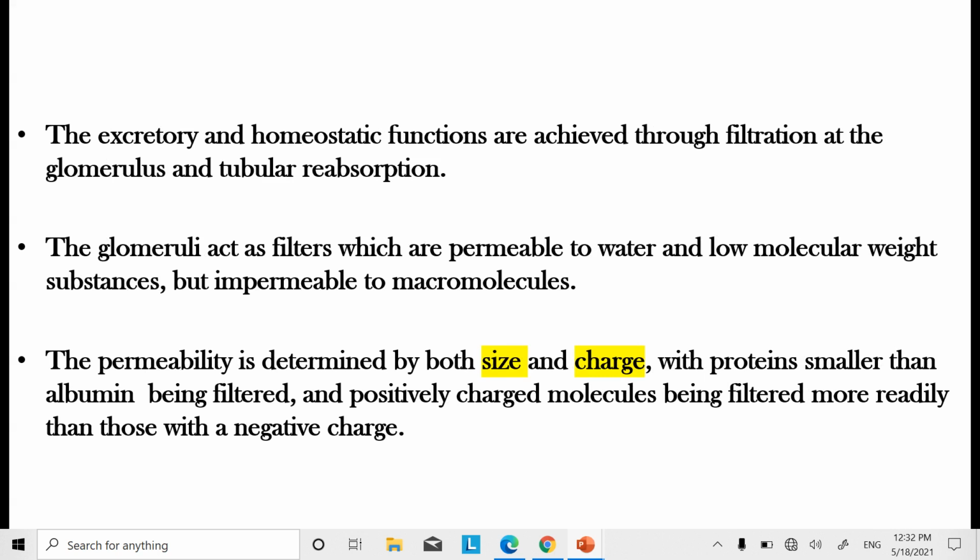Which substance can pass through the glomeruli and which substance cannot pass? This depends on two factors, which are, first of all, the size. Any protein or molecule that is smaller than the size of albumin can be filtered through the glomeruli. Otherwise, the molecules that are larger cannot pass and return in the circulation. The charge of these molecules is also important, whether it is negatively charged or positively charged. If the molecule is positively charged, it can be filtered more easily than the negatively charged.